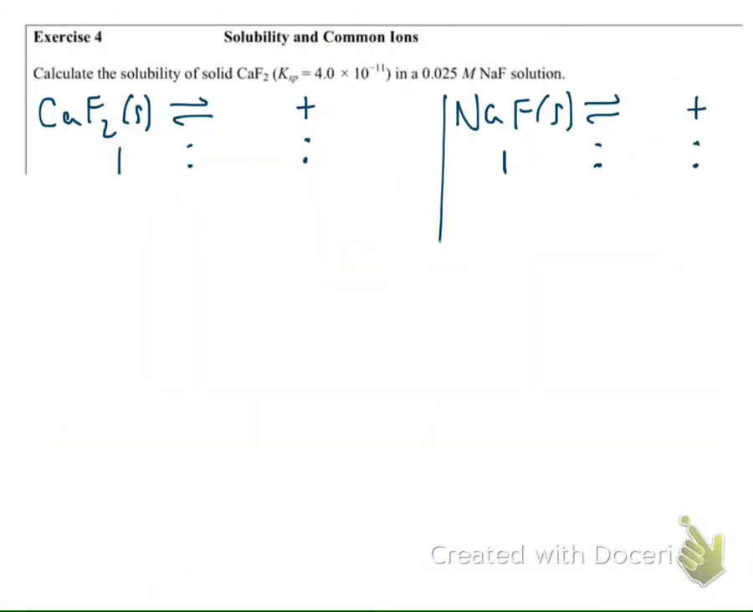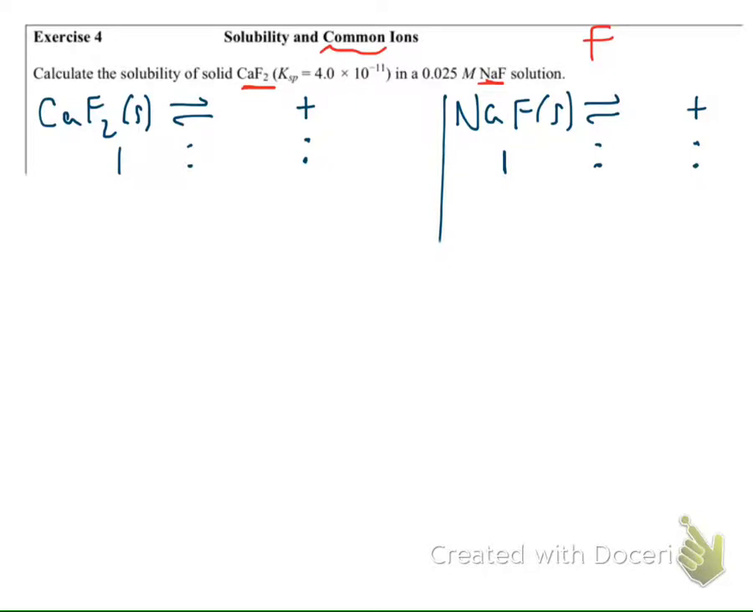Last problem in this set is solubility in common ions. Common means things that are being shared. And if we want to take a look at this problem, it says calculate the solubility of solid calcium fluoride in a 0.025 molar solution of sodium fluoride solution. Common. What do you see in common here between calcium fluoride and sodium fluoride? Hopefully you see that both of them have that F in there.